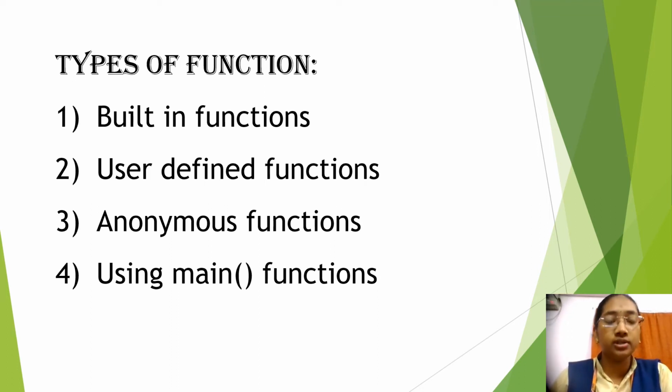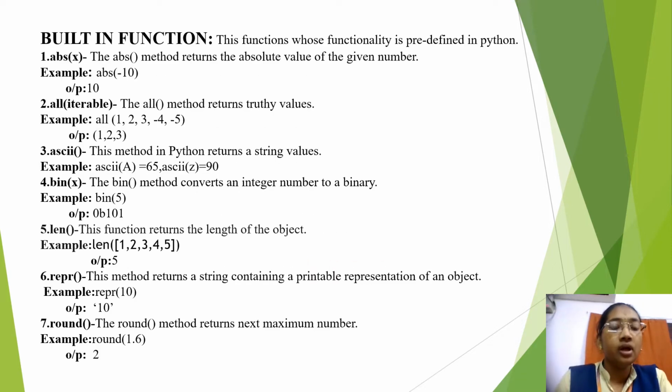Today I am here to discuss types of functions. There are four types of functions: built-in function, user-defined function, anonymous function, and using main function. Now let us discuss built-in functions. A built-in function is a function whose functionality is already predefined in Python. It means it is already there in Python.